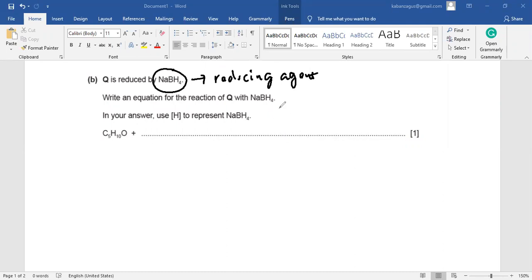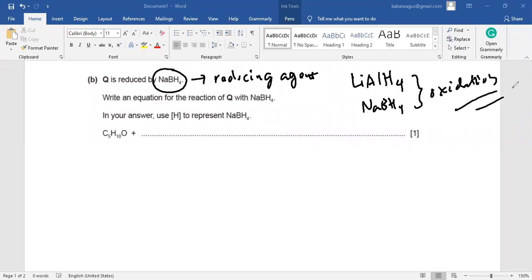If you ask me, can you give me another example of a reducing agent? I will give you this one, LiAlH4 and NaBH4. This is actually the most common reducing agent, right? Reducing agent means that itself undergoes oxidation. So it's vice versa to what we have discussed previously.